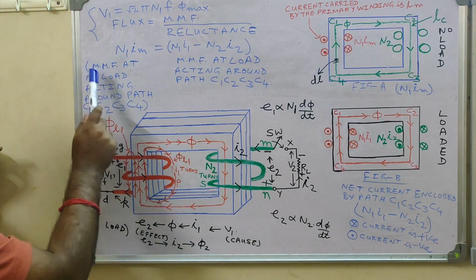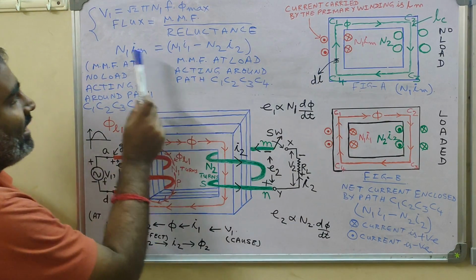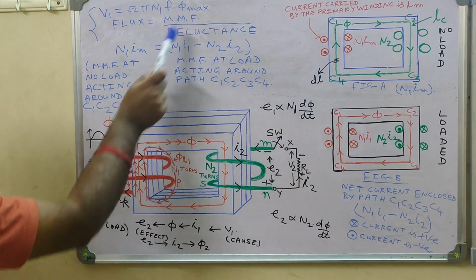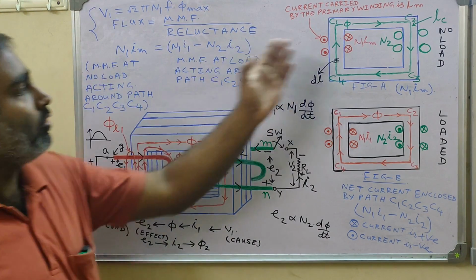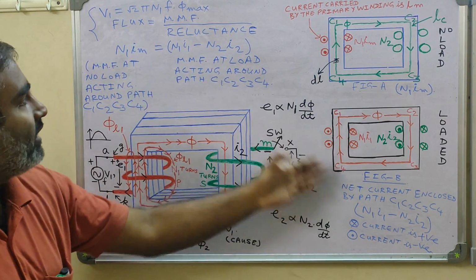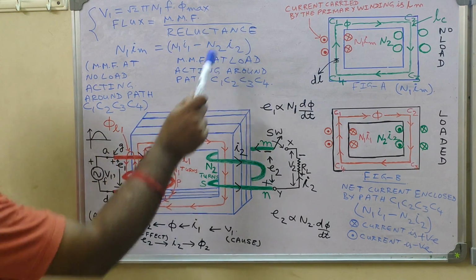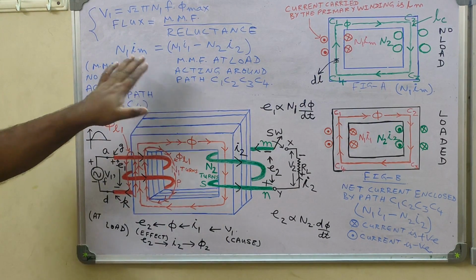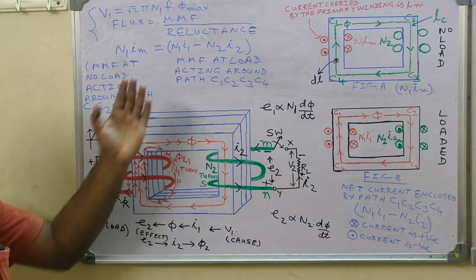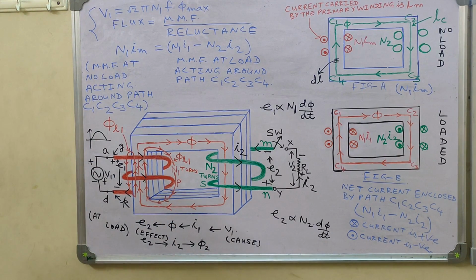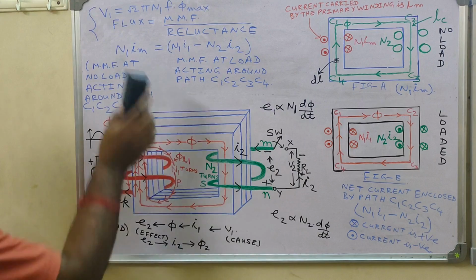So MMF has to be the same both at no load as well as at load. So we have just equated the MMF at no load and at load. We have written this: N1 Im equals N1 I1 minus N2 I2. Now this is a very important equation. This will allow you to make one very important conclusion. So let us find out what that conclusion is.